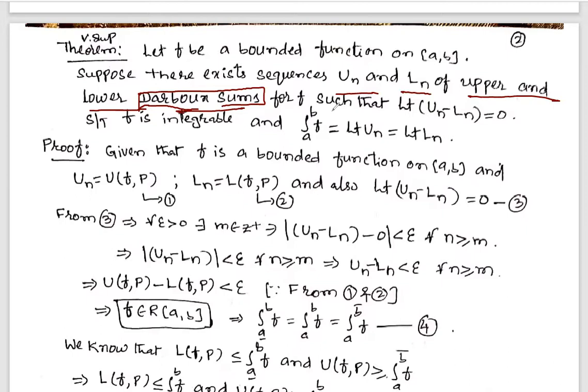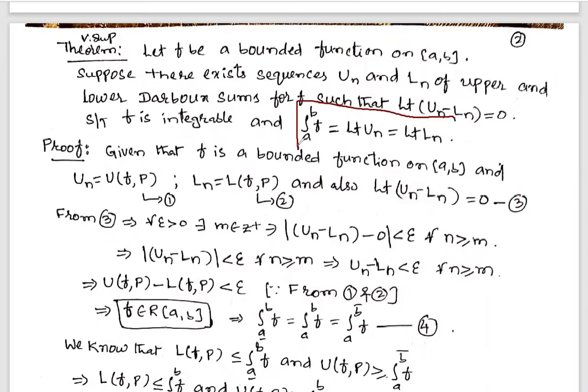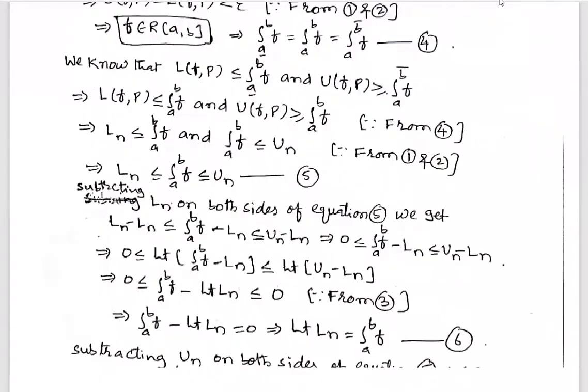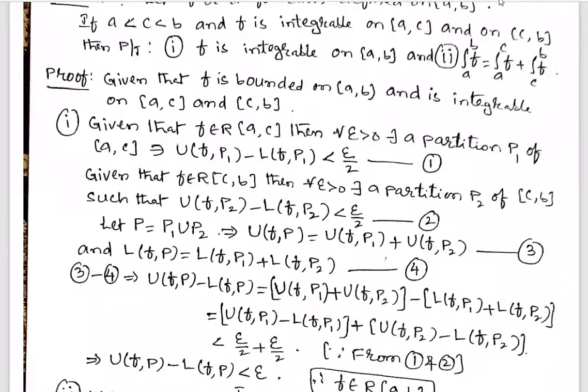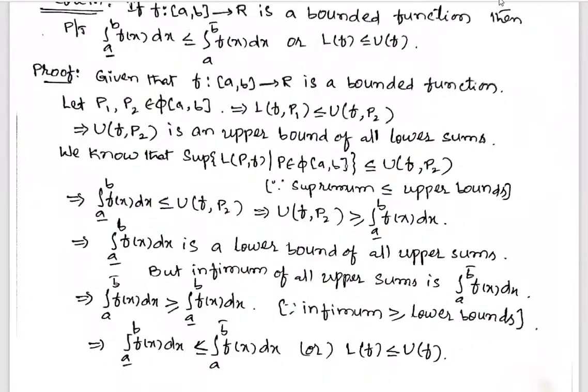Then they're asking us for the case where Un minus Ln equals 0. Then show that f is integrable and the integral from a to b of f equals the limit of Un and the limit of Ln. So for this, what is that? First you have to take this, and then after that you have this theorem. This is the last theorem of your chapter.